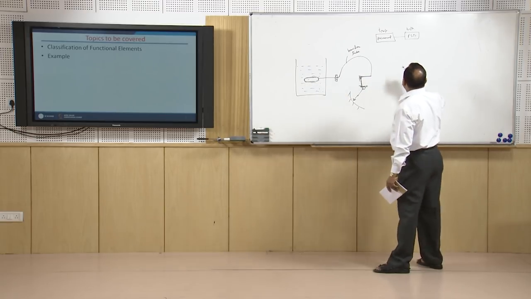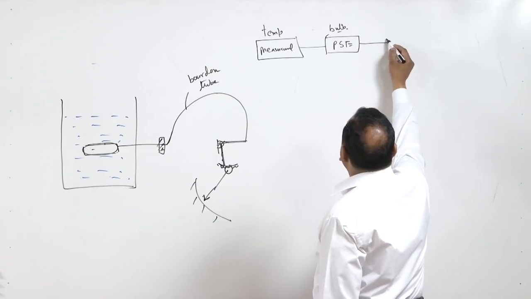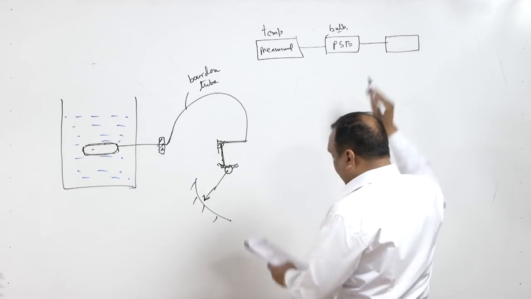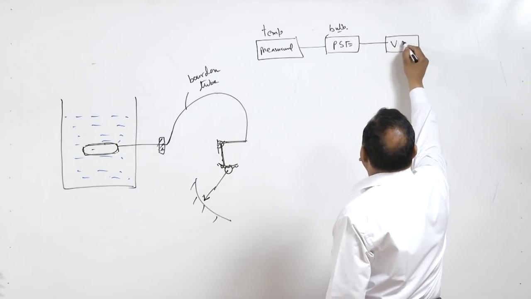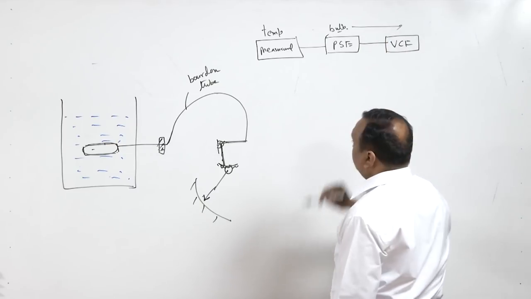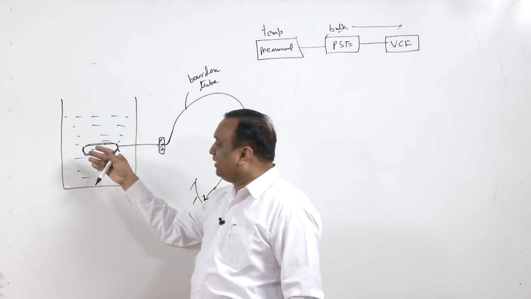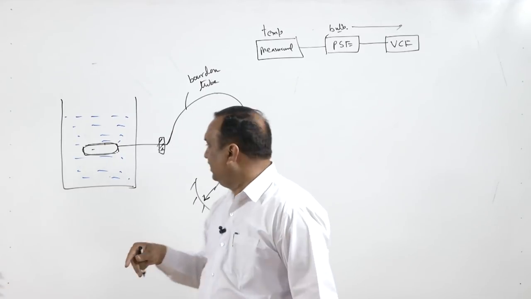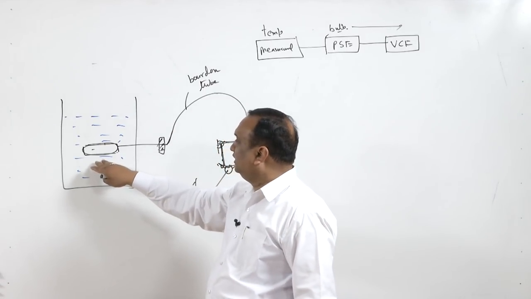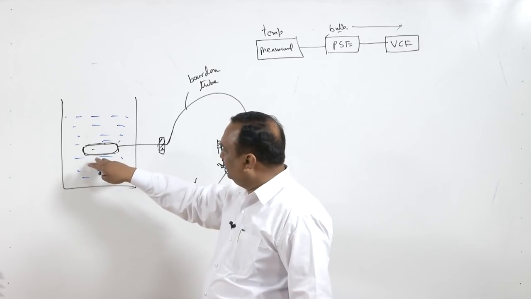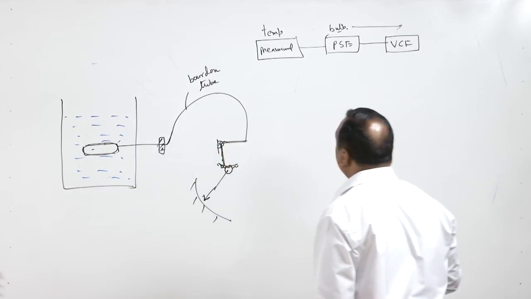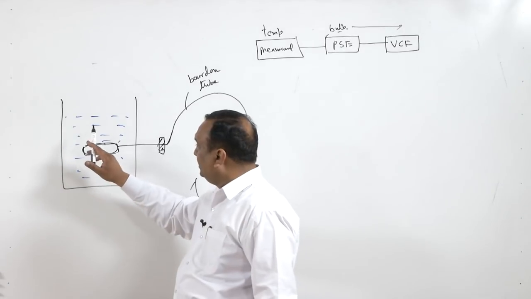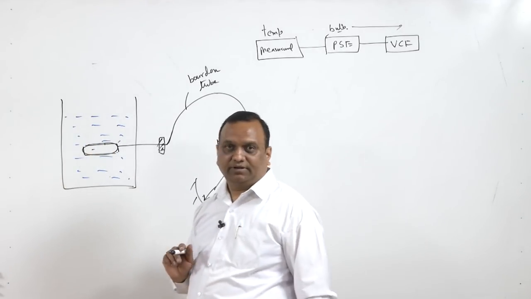So, the bulb is increasing the pressure. So, it is also acting as a variable conversion element, the bulb. Here the bulb is the primary sensing element because it is taking signals from the measurement, and it is also a variable conversion element because it is converting temperature into pressure.